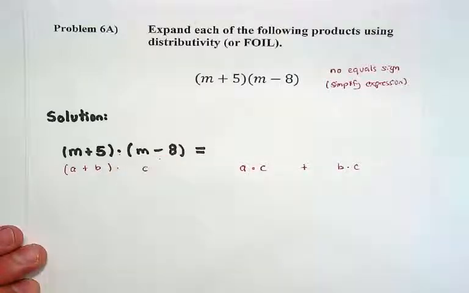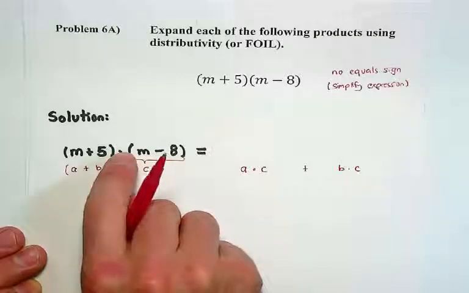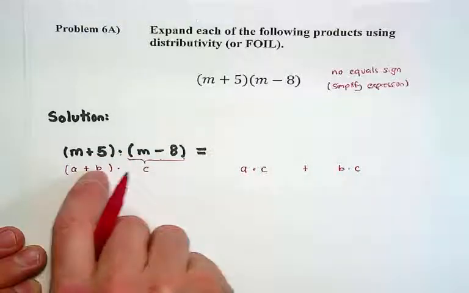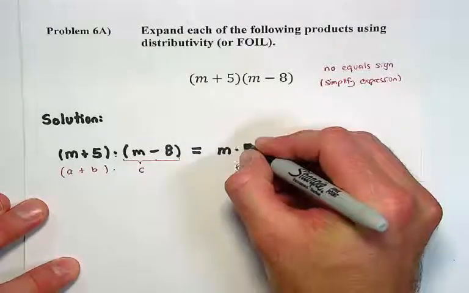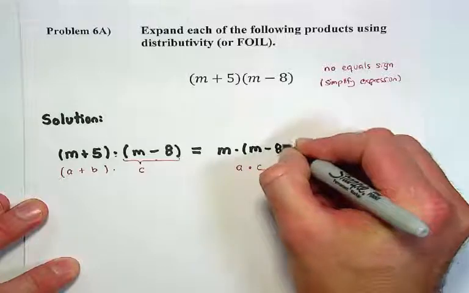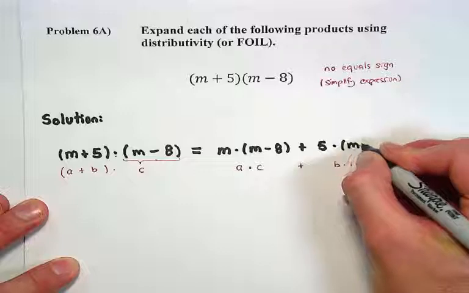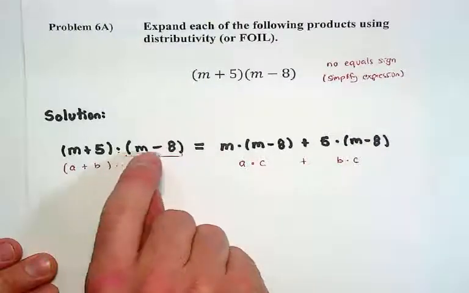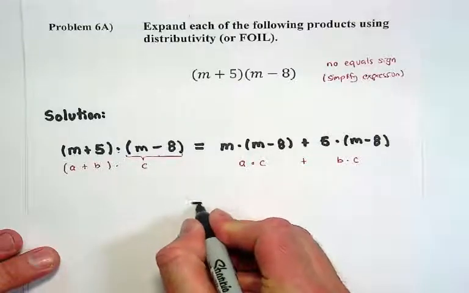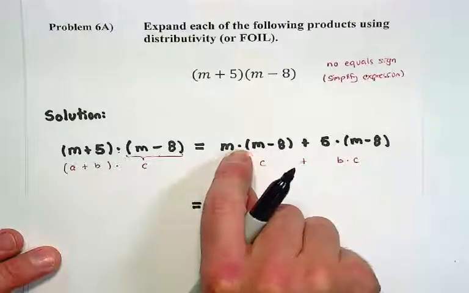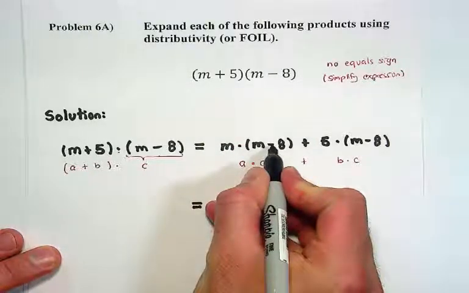In this case, if I think about this entire expression as the C, I'm going to pass that multiplication over these two terms. First one would look like m times m minus 8, and the second one would look like positive 5 times m minus 8, because I distributed the multiplication on the right over that addition. That was called right distributivity. Here, now I have a chance to do left distributivity. I have a multiplication on the left, I have a subtraction in this form.